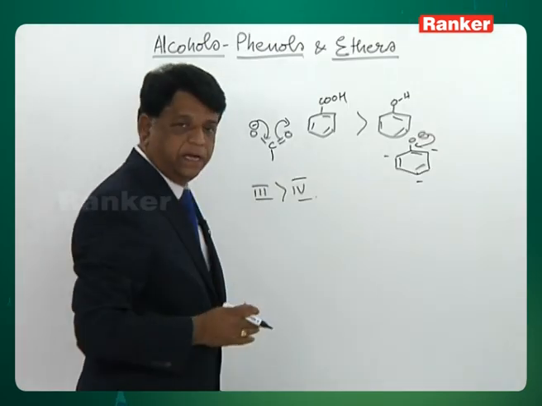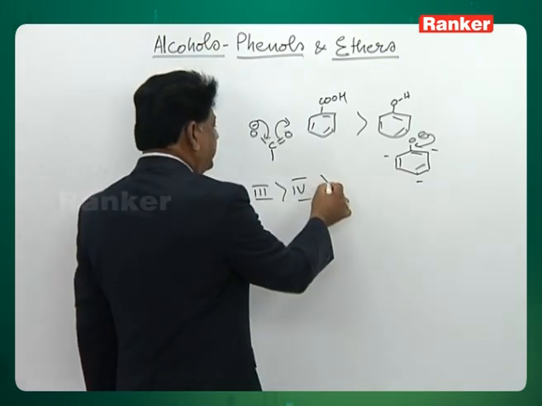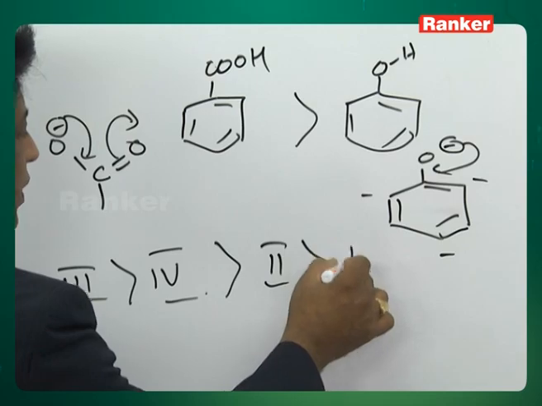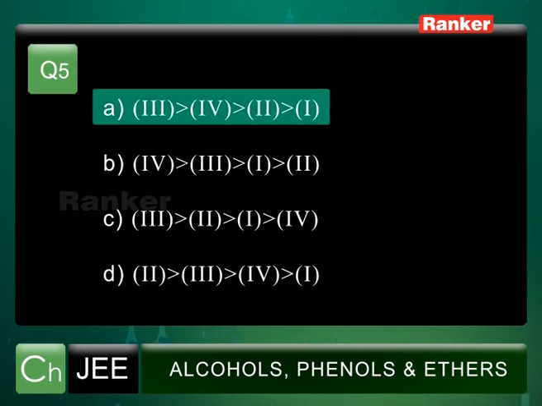This is one order, and among the phenols, the 2 is stronger than the 1. So 3, 4, 2, 1 is the right answer. That is, answer A is the right answer.